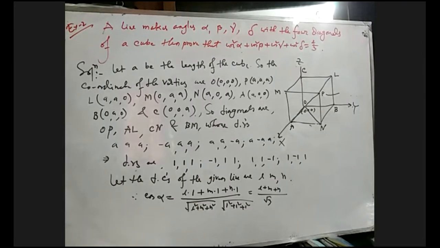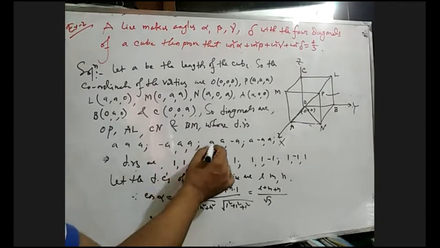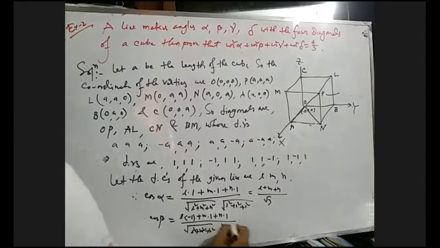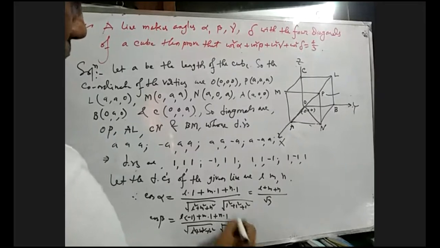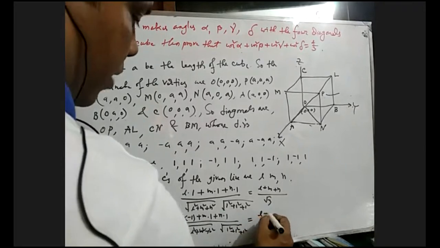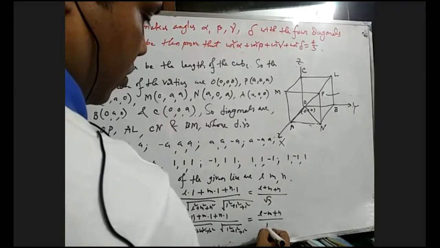And what will cos beta be? Similarly for the second diagonal, direction ratio: l into minus 1 plus m into 1 plus n into 1, divided by square root of l square plus m square plus n square, and square root of 1 square plus 1 square plus 1 square. Minus 1 square means 1 square. So similarly we can write minus l plus m plus n divided by root 3.